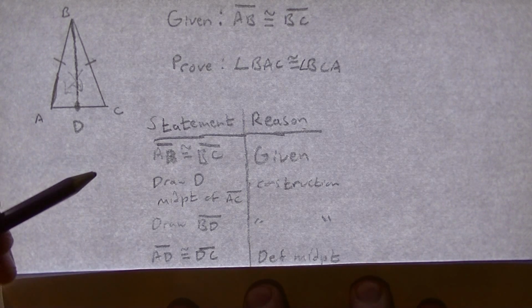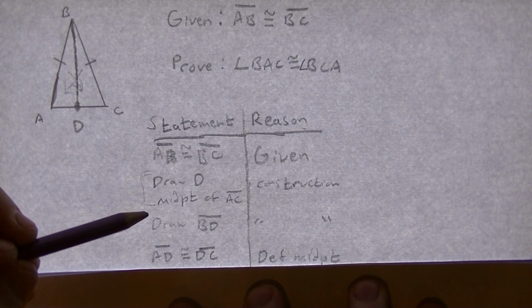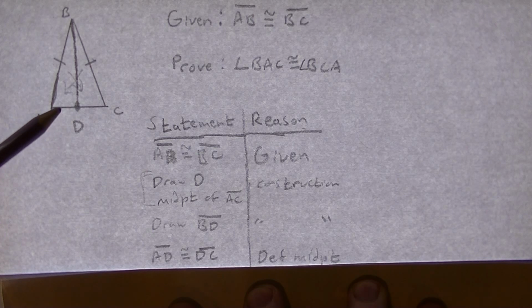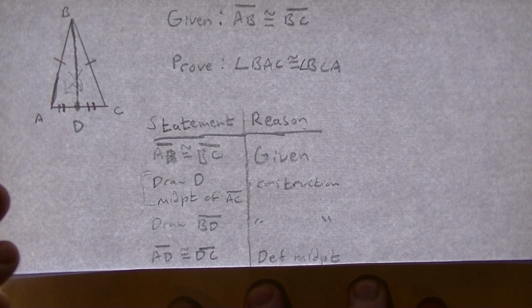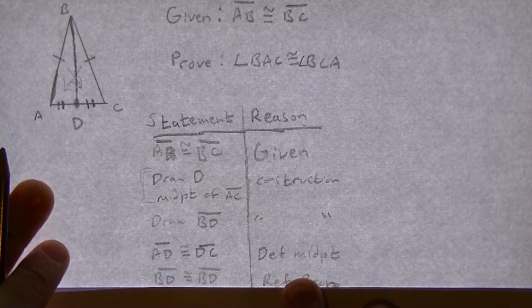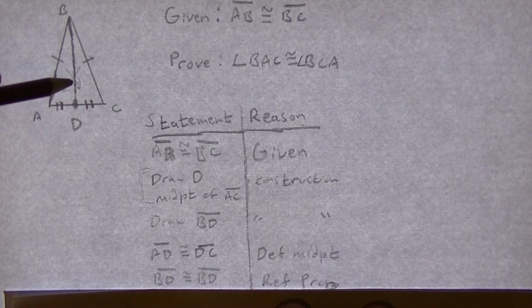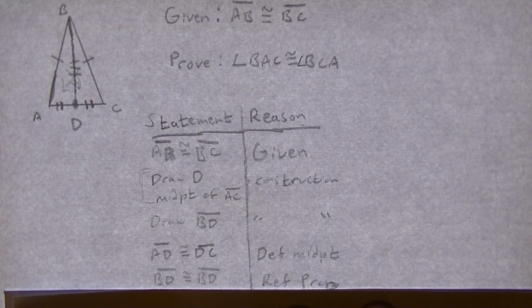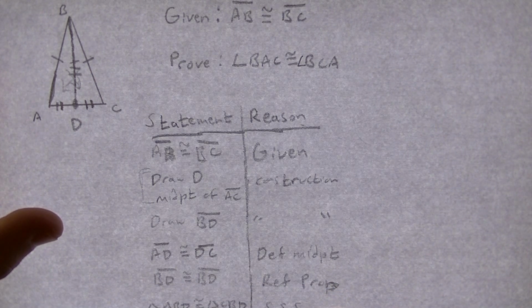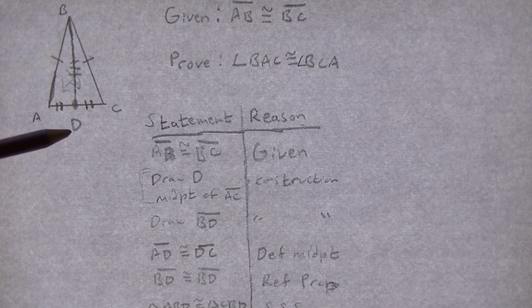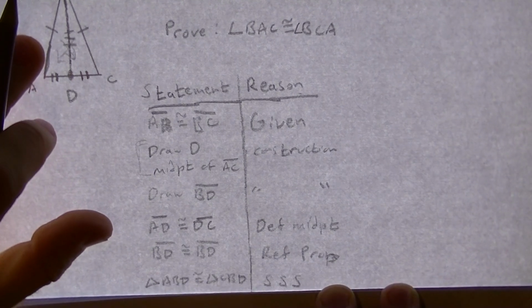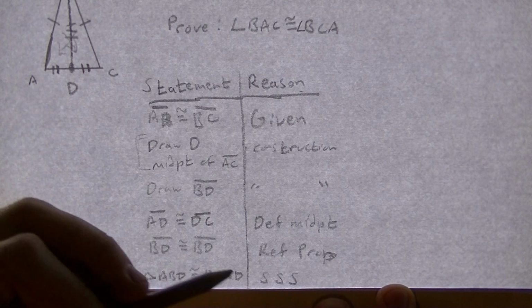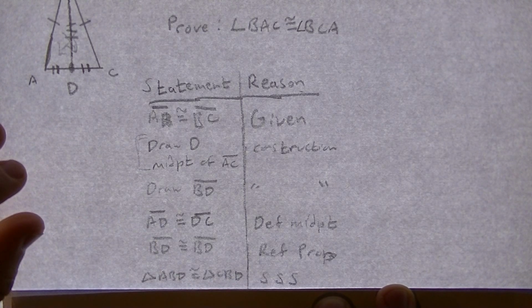Next, I can say, if I was able to draw D such that it's the midpoint of AC, that means that AD is congruent to DC, and that's just the definition of a midpoint. Finally, I've got BD is equal to itself, BD. And the reason I can say that is the reflexive property. At this point, I've got that triangle ABD is congruent to triangle CBD. And the reason I can say that is by side, side, side.